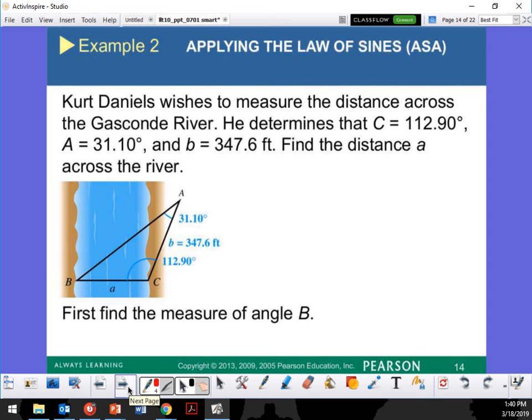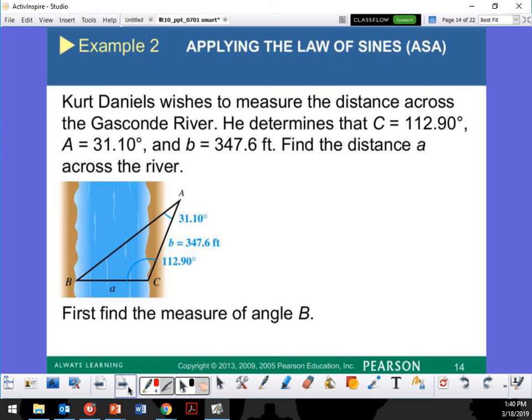All right, Kurt Daniels wishes to measure the distance across the Gadsden River. He determines that big C is 112.90 degrees, big A is 31.10 degrees, and little b is 347.6. Find distance a. So that's going to be little a, right?